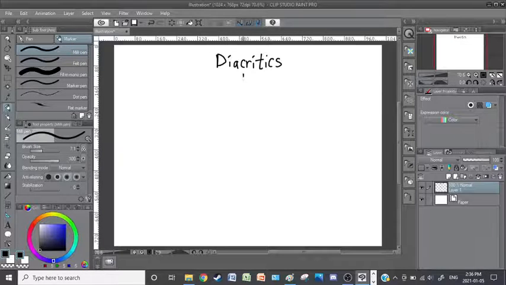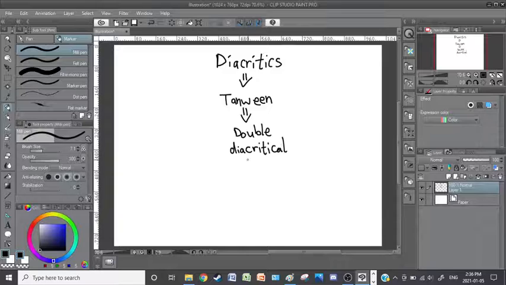With the diacritics, or rather today's lecture covers the diacritic tanween. And it is not a special type or a category of diacritics. The tanween is basically a double diacritical mark, which means two fathas, two kasras, two dhammas, no two sukoons.